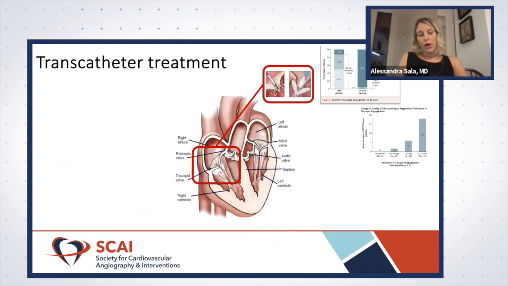The results are constantly improving, and with the novel platforms, both the TriClip G4 and the Pascal devices, the procedural success has greatly increased. Results from the TRILUMINATE pivotal study comparing tricuspid transcatheter edge-to-edge repair versus medical therapy alone have shown that tricuspid TEER is safe. It is associated with a significant reduction in tricuspid regurgitation, as well as improved symptomatology and improved quality of life.